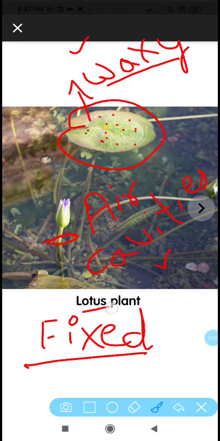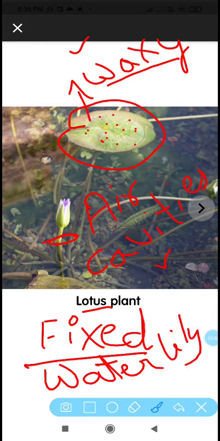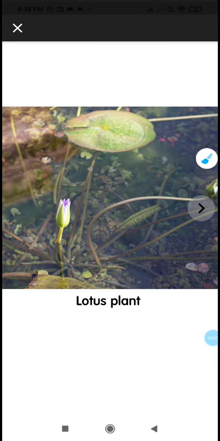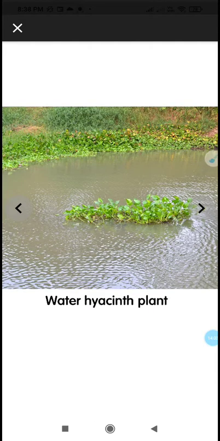Not only the lotus, even water lily. This is water lily only. Lotus will be a little bigger than this. Petals will be a little bigger. So water lily is one of the examples for aquatic plants, one type of fixed plant. So fixed plant examples are lotus plant and also water lily plants. And you understood now what are the adaptations shown by the fixed plants. Clearly understood, right? Now we will see the other type of aquatic plant.